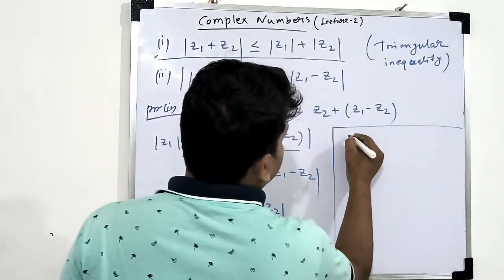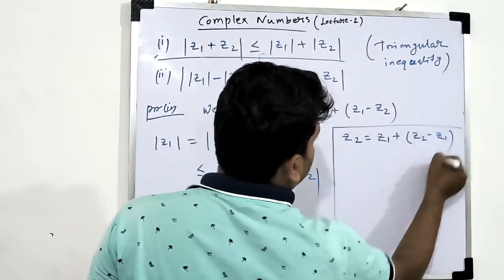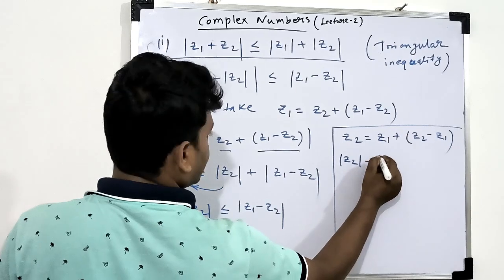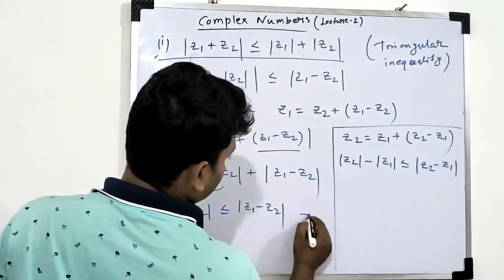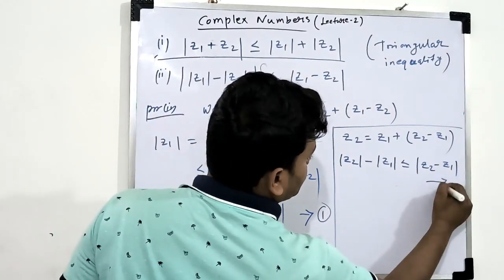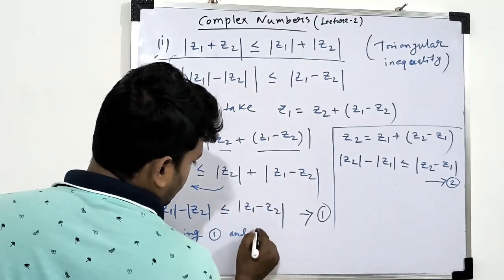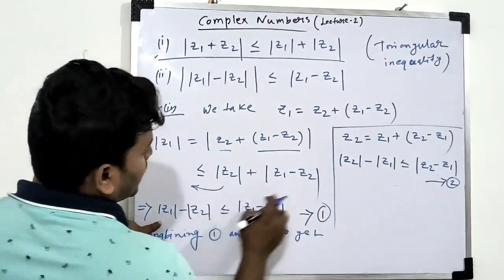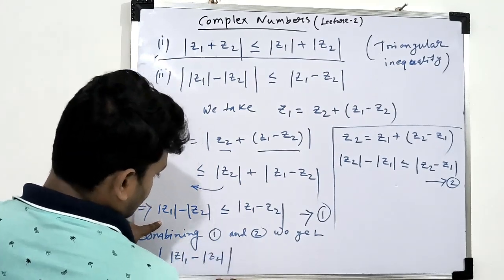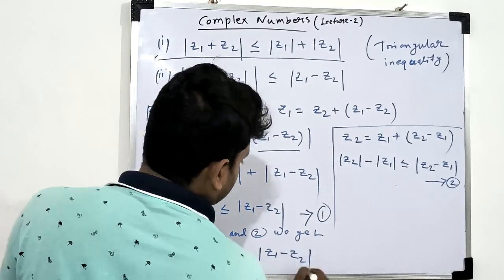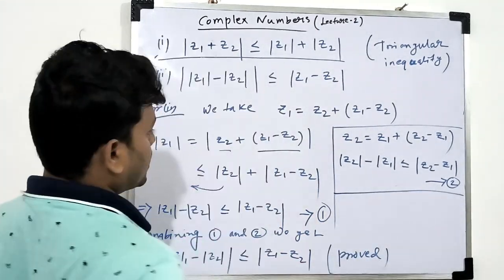In a similar way, if we take z2 equal to z1 plus (z2 minus z1), then we get modulus z2 minus modulus z1 less than or equal to modulus (z2 minus z1). If we call this 1 and this 2, then combining 1 and 2, we get the modulus of (modulus z1 minus modulus z2) less than or equal to modulus (z1 minus z2). This is problem 2. So we proved it. So the triangular inequality, you can note down.